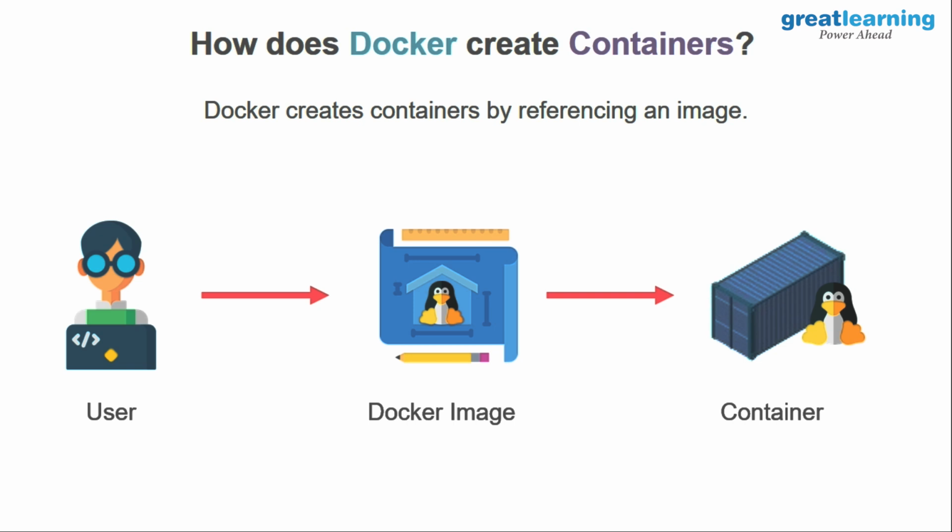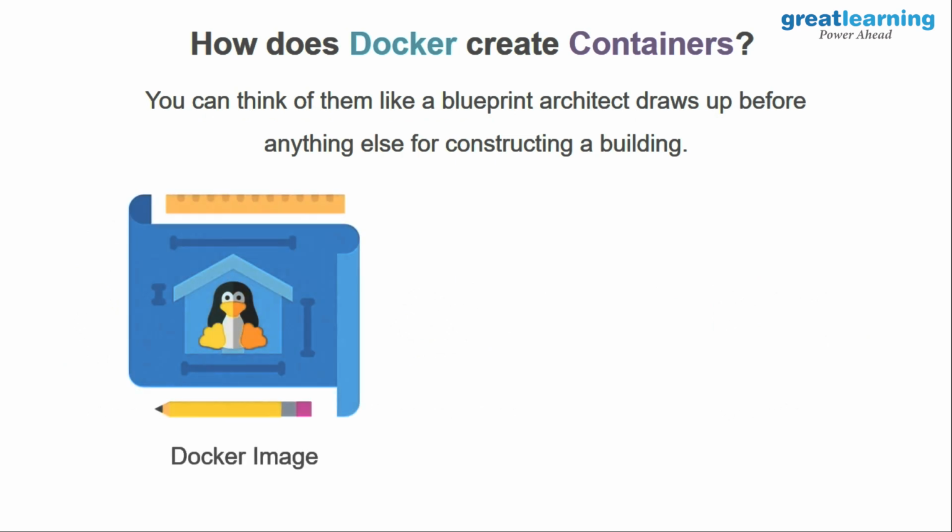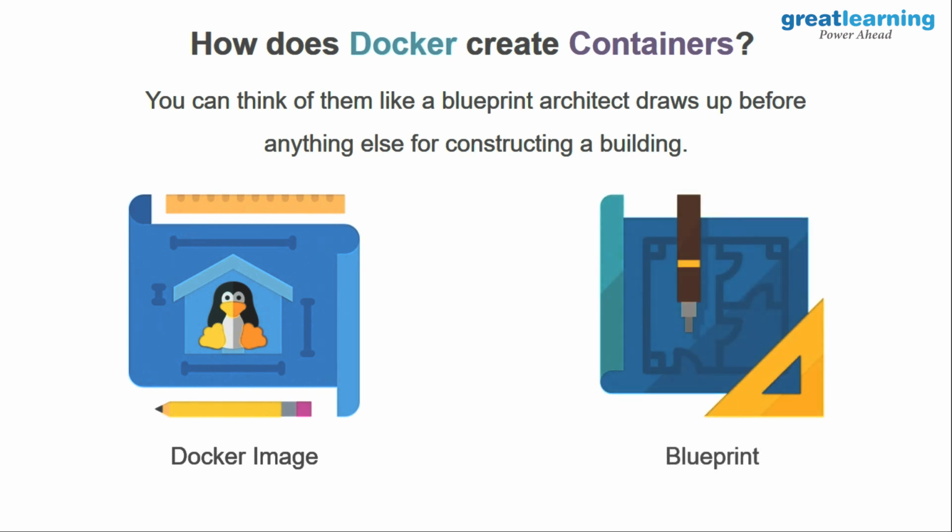So instead of just shipping the container, you are basically sending the image, because the image is easier to share and collaborate with. When the tester is testing the software, first he'll pull the image, and once the image has been pulled, he will run this image to run the container. All right, so this is basically how Docker creates containers. Again, you can think of them like a blueprint an architect draws up before anything else for constructing a building. So Docker images are very similar to blueprints. They basically define your containers.